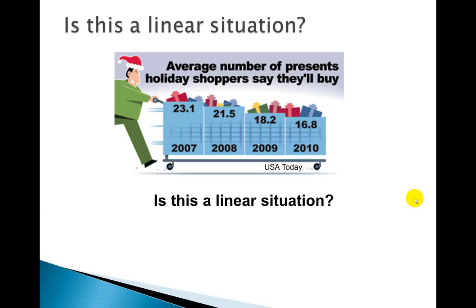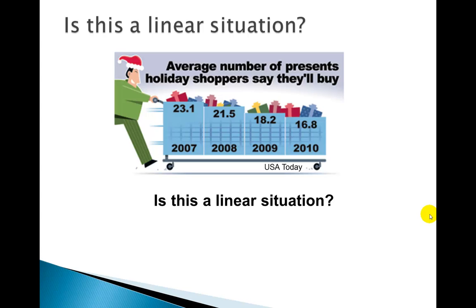I've got a graph here from USA Today. They've got them on the front pages of each of their sections. Kind of really cool little visuals about information that they collect. So I'm looking at the average number of presents that holiday shoppers say they'll buy. And they did a little survey just tabulating these things throughout the years. So the question is, is this a linear situation? Can we make a formula of a line that goes through these data points really nicely?